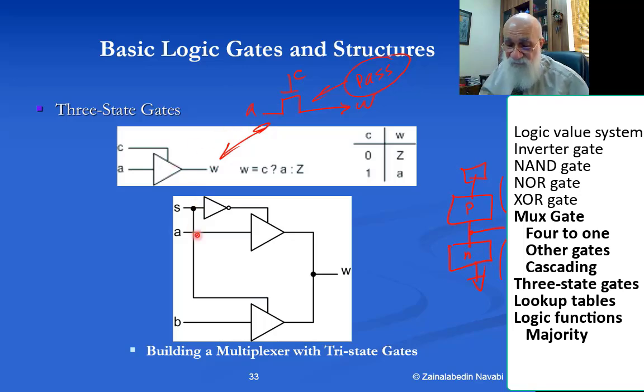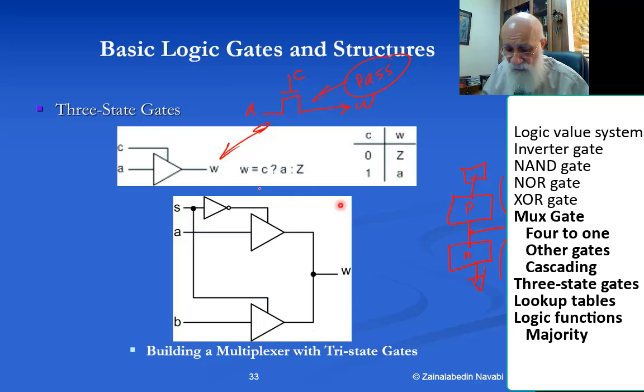Logically, there is no difference. Let's read this. It says W becomes, if C is 1, or if C, then A, otherwise capital Z, that means high impedance, or open, or not driven at all. And this truth table shows that if this is 0, this becomes a Z. If this is 1, W becomes an A.